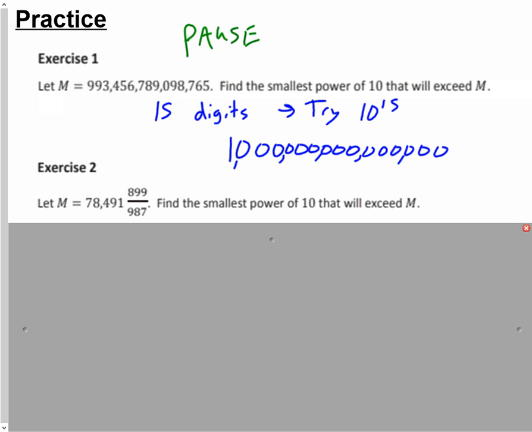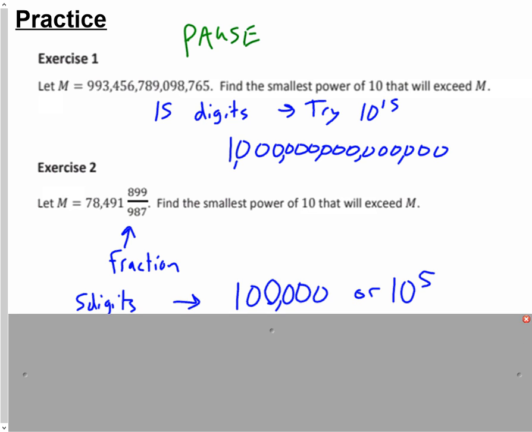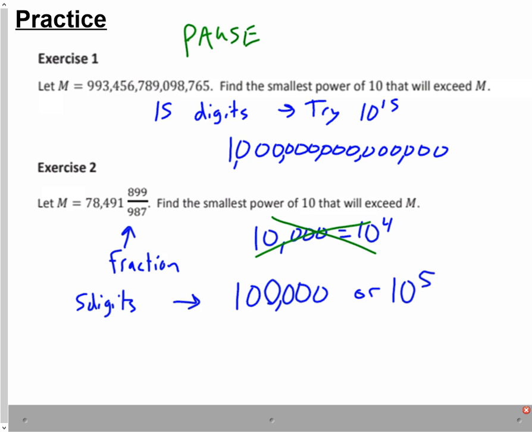Now in exercise 2, it's the same idea. There's just a fraction involved. You can have fractions, but there's still only 5 digits. And it's not going to exceed that with a fraction. So if there's 5 digits, let's try 10 to the 5th power, which is actually 100,000. And 100,000 would be the next power of 10 that's bigger than 78,000. Because if you tried one less, you'd have 10,000, which equals 10 to the 4th power. And that's too small. We want to go just higher. But it's good to help us estimate and actually see how big these numbers are.